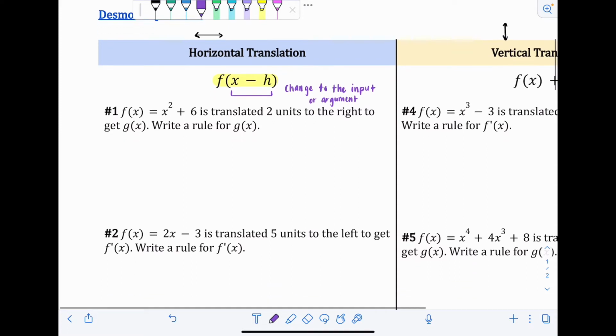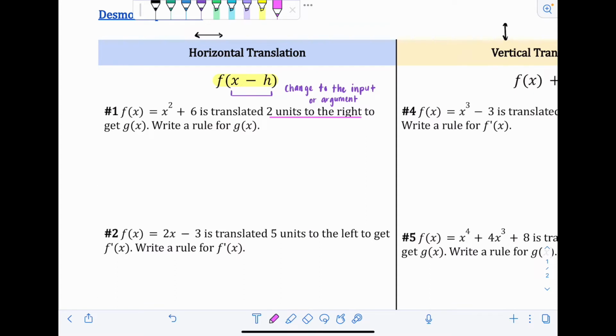Okay, so number 1, f of x is equal to x squared plus 6 is translated 2 units to the right to get g of x. Write a rule for g of x. So when you see the phrase or instructions like "write a rule," you're writing a new function, a function that incorporates that translation.